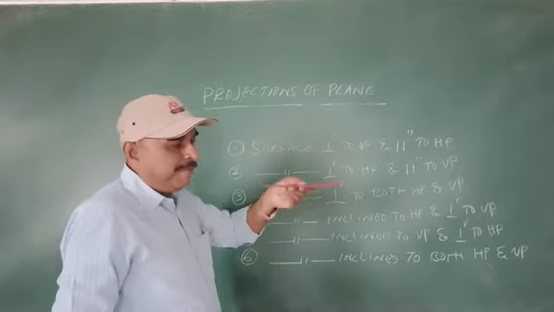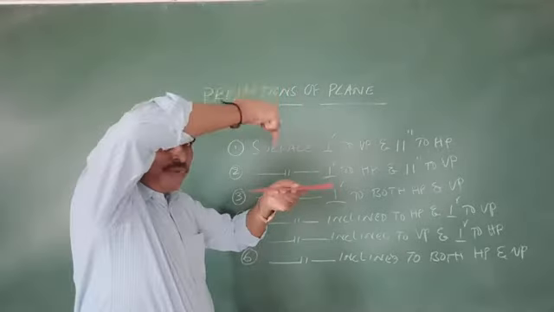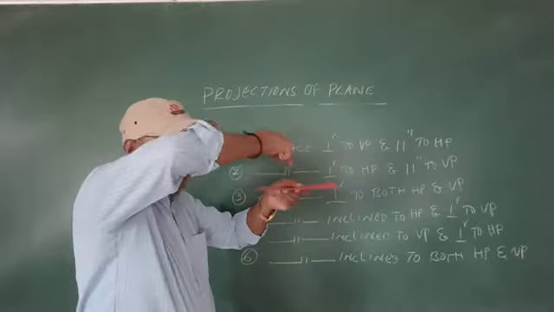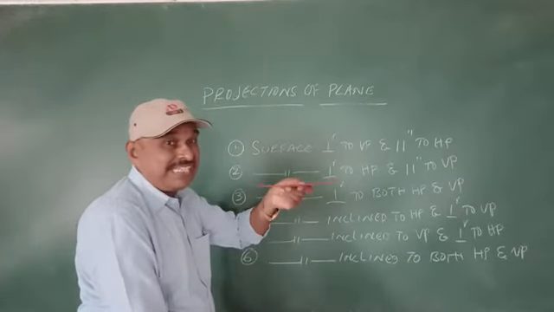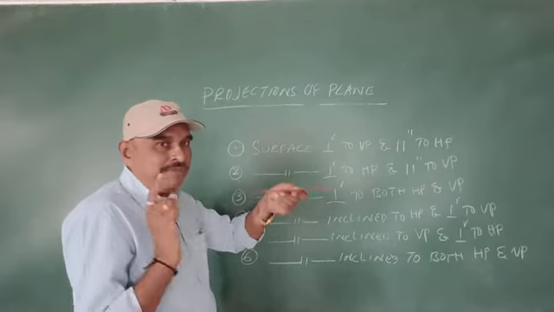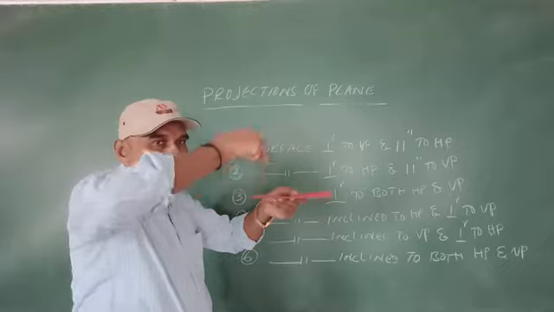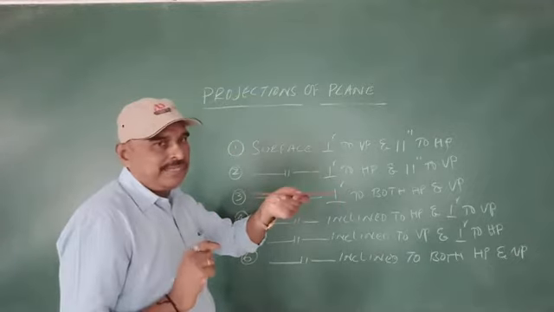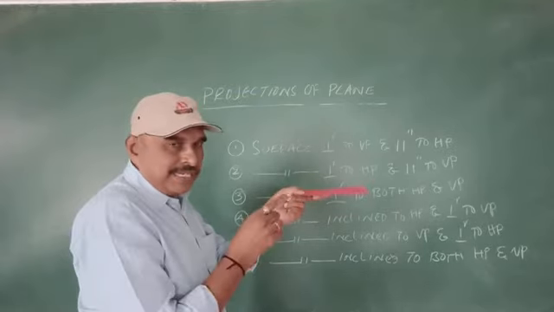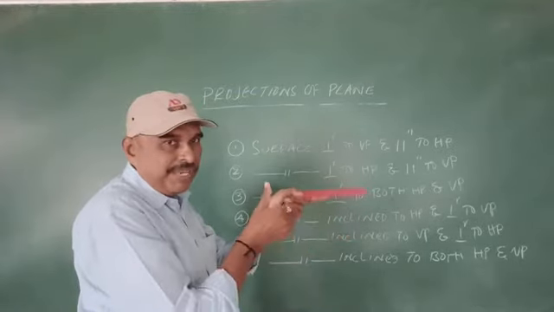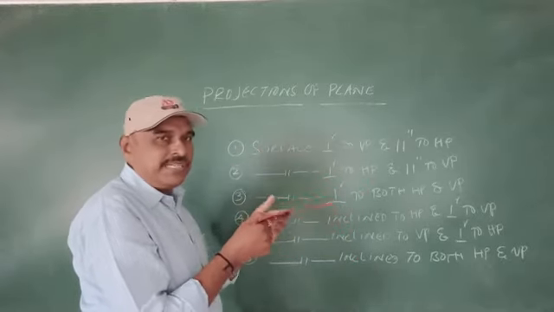So in this position, if you view the object from the top, its view is obtained on the floor, on the horizontal plane. The view or projection obtained when the object is observed from the top is the top view. Similarly, when the object is observed from the front, its view or image is formed on the vertical plane, and that is called the front view.